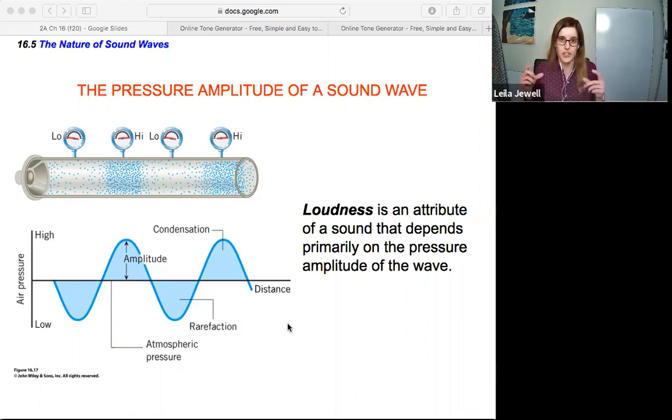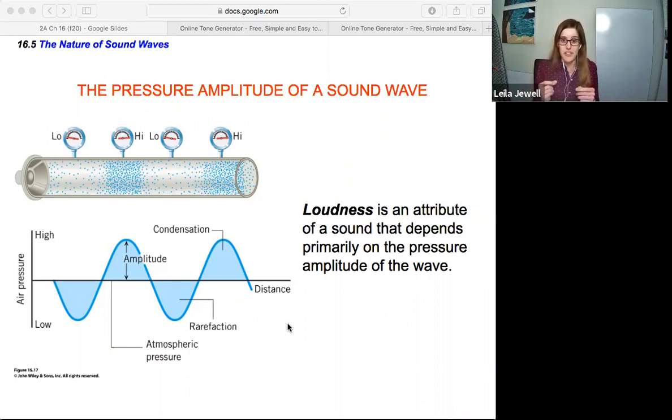It turns out the condensations and rarefactions, if it's just like a normal conversation, are a difference of, let's see, 3 times 10 to the minus 2 pascals. That's really small, especially compared to atmospheric pressure, which is 1 times 10 to the positive 5th pascals. So it's not very big a disturbance, but that's enough that we can hear it.